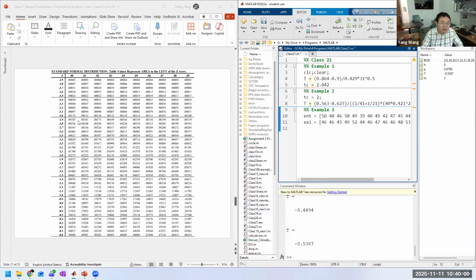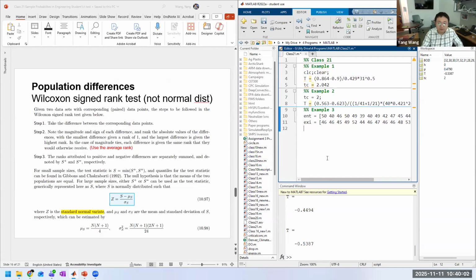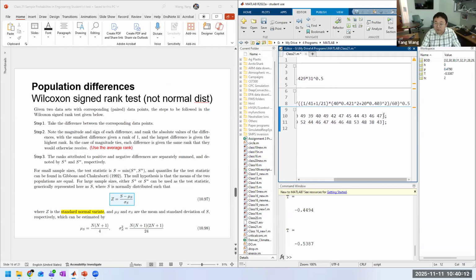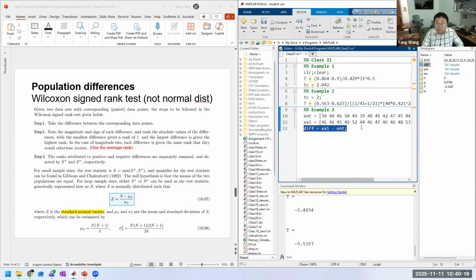So if we follow the steps, the first step is to take the difference. The difference is going to be exit minus entrance, right? Also, let's make this data set vertical so it's easier to show the values. Okay, so this is our difference.